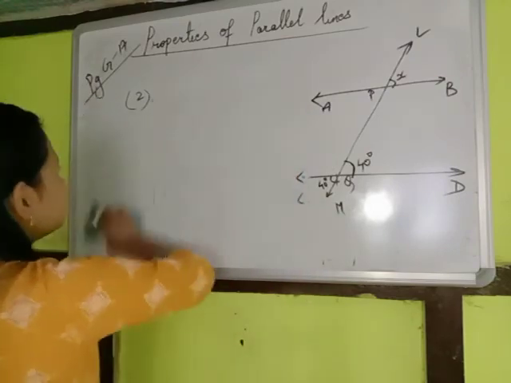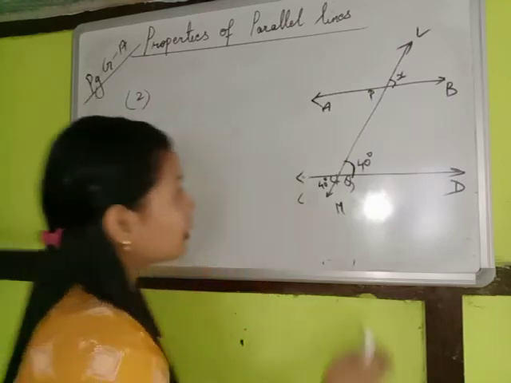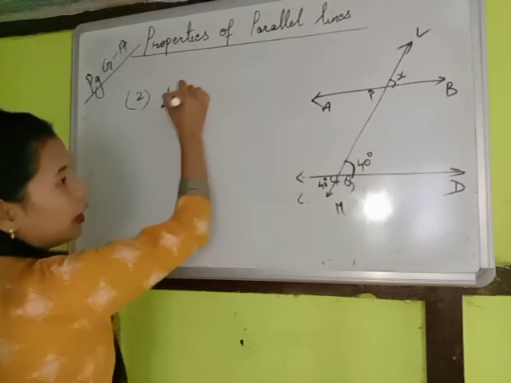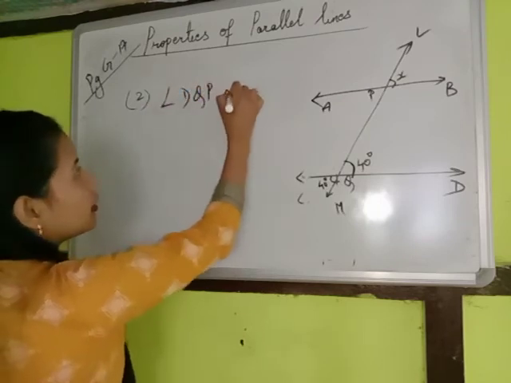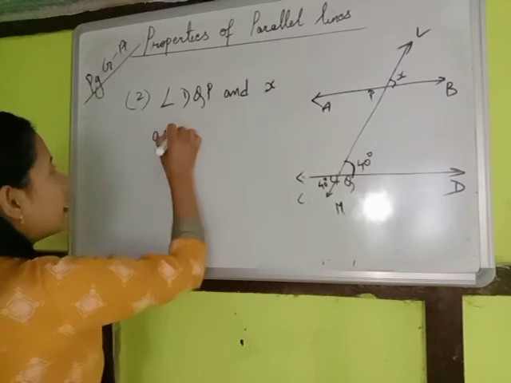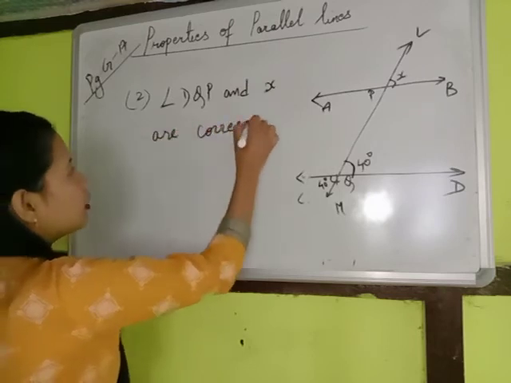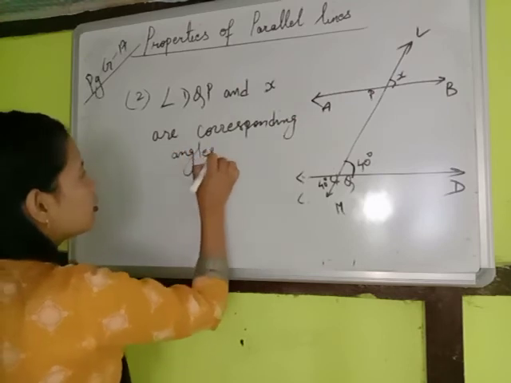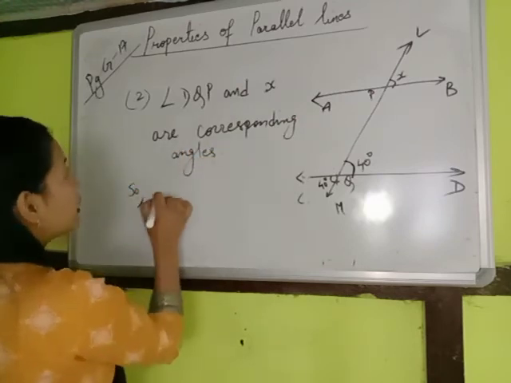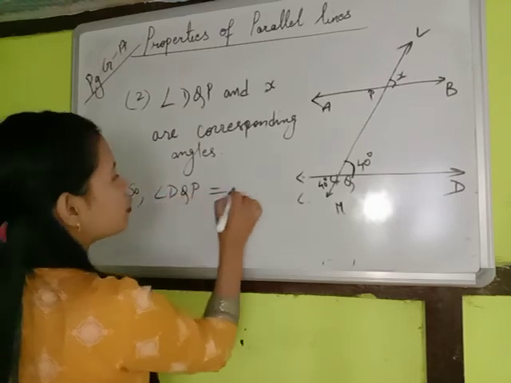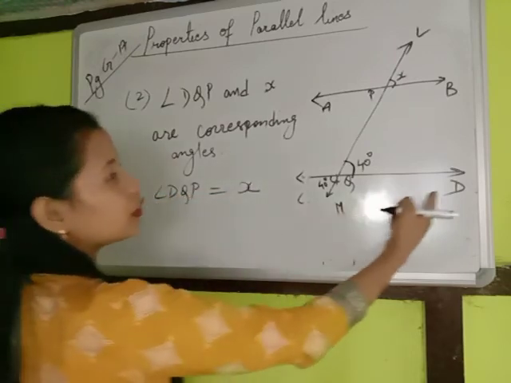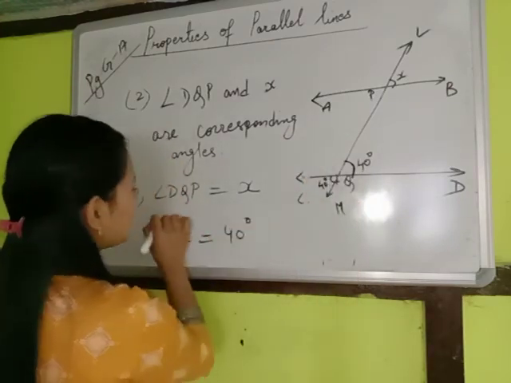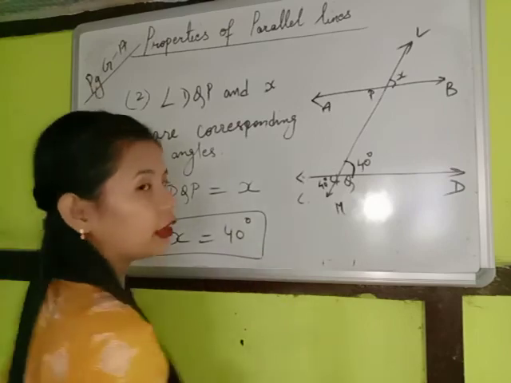Now if you see, this angle and this angle are corresponding angles, right? Angle DQP and x are corresponding angles. What happens if it is a corresponding angle? Its measurement will be equal. I know the value of angle DQP, so x will again be equal to 40 degrees. So I found the value of x.